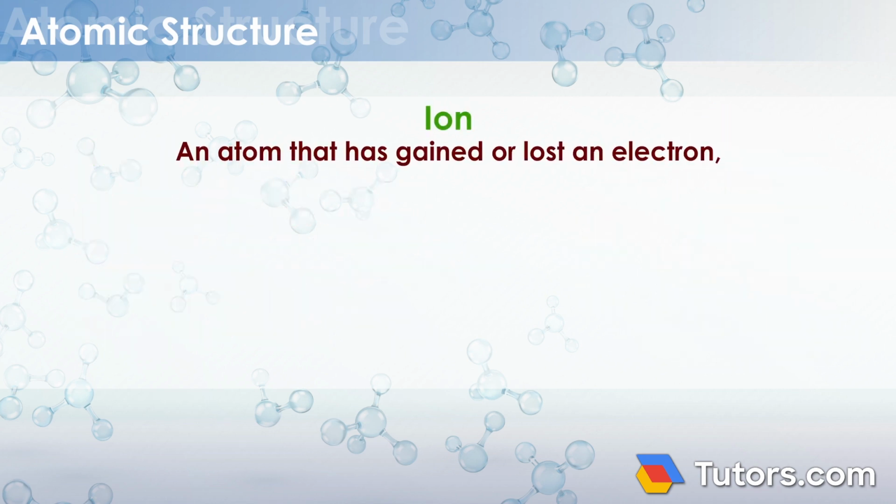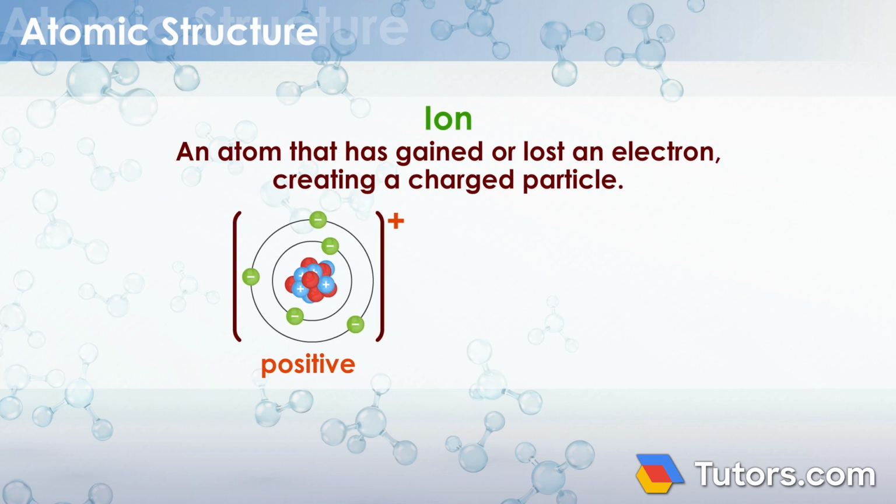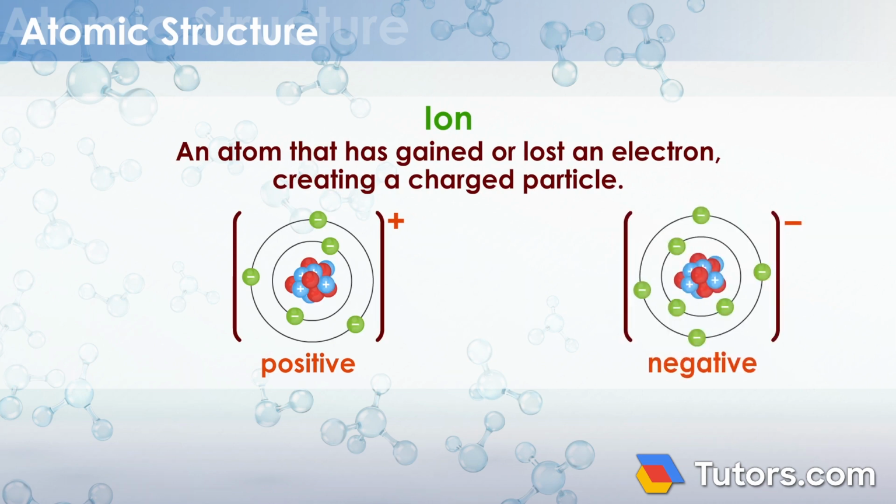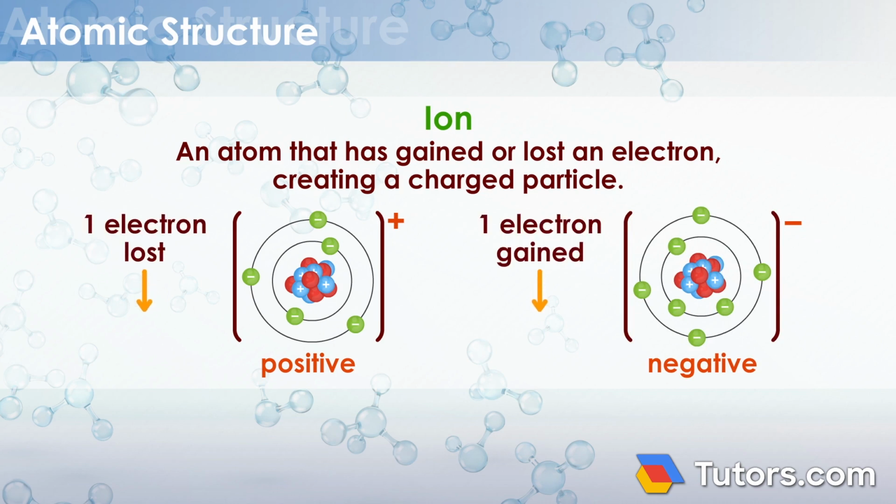Ion, an atom that has gained or lost an electron, creating a charged particle that is either positive, more protons than electrons, or negative, more electrons than protons. The number of electrons lost or gained determines the ion's charge. Atoms lose and gain electrons as they react to become more stable.